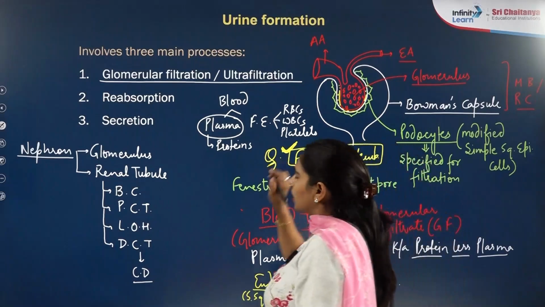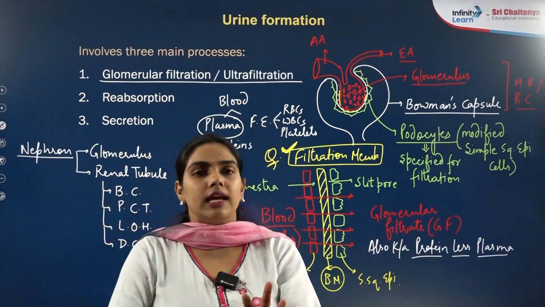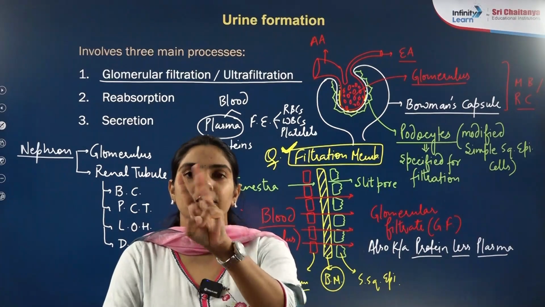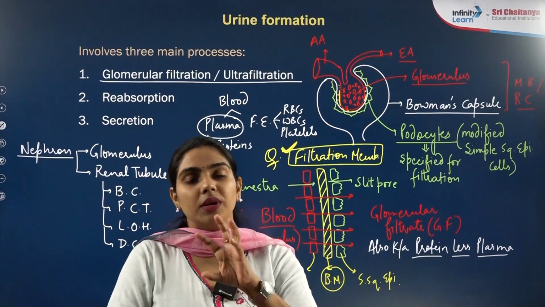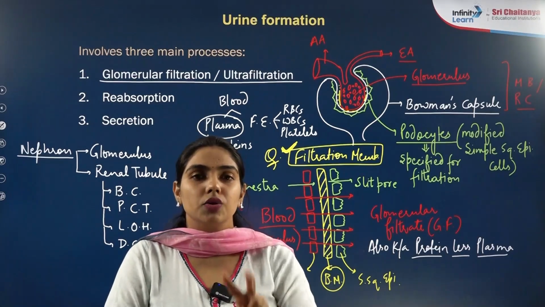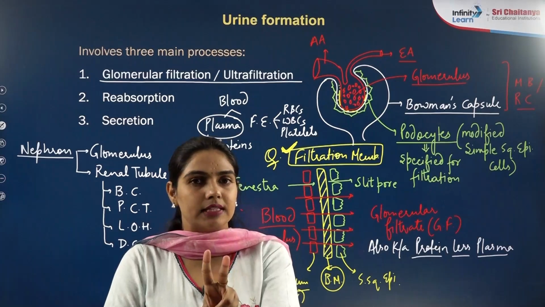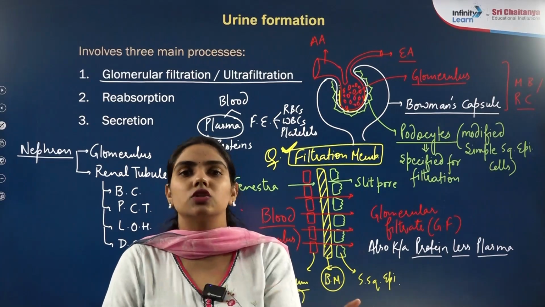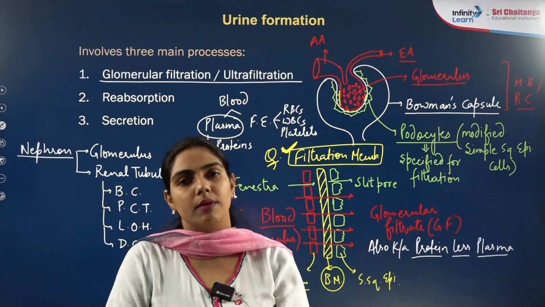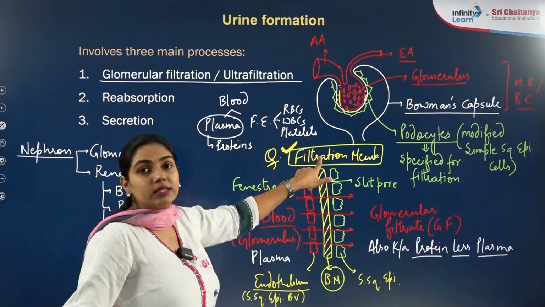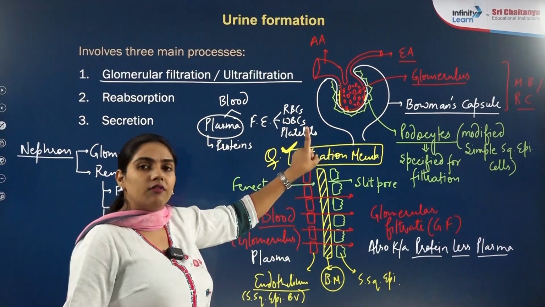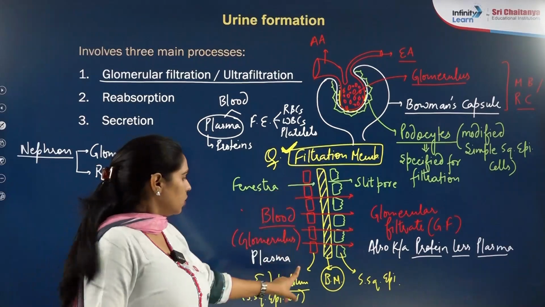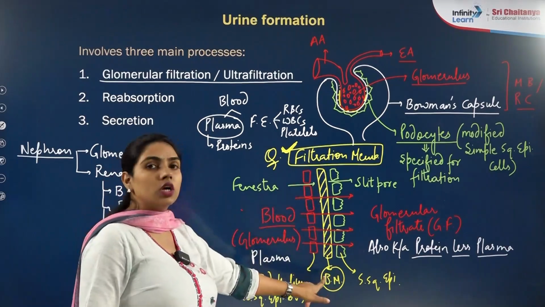Question is asked, how many layers are there in the filtration membrane? 3. Question is asked, how many layers are cellular and how many are non-cellular? You can see in 2 layers cells are present, and in the basement membrane there is no cell. It is a non-cellular membrane. So the filtration membrane is made up of 3 layers, 2 cellular and 1 non-cellular.